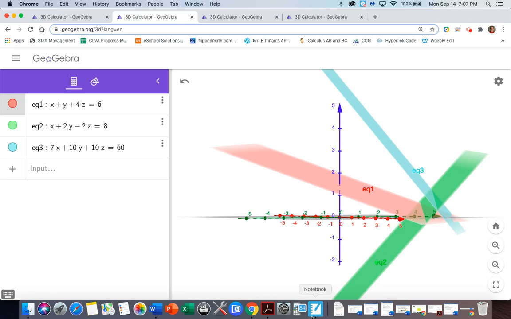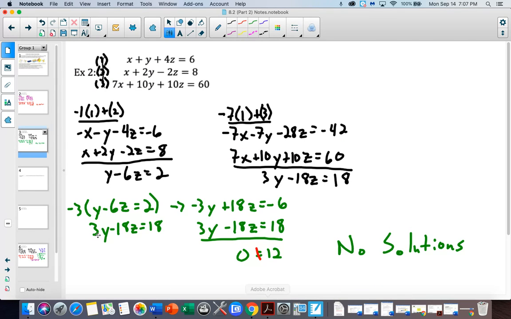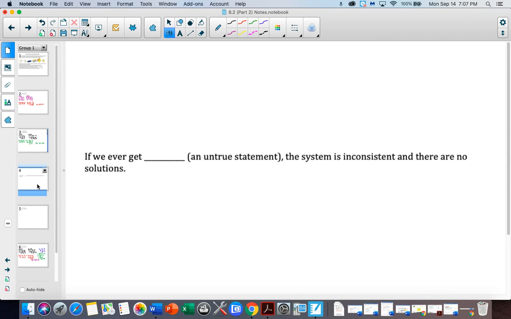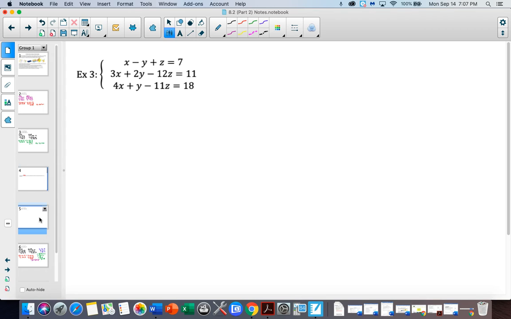Okay, so let's take a look then at a couple of, well, first, fill in this blank here. If we ever get an untrue statement, 0 equals k, where k is some constant, that means the system is inconsistent and there are no solutions, right? That's the vocab idea, inconsistent. So let's take a look at a couple of examples then where we end up with infinite solutions.